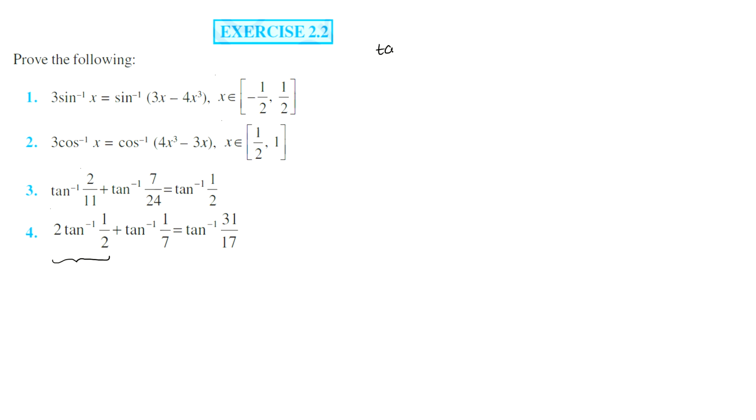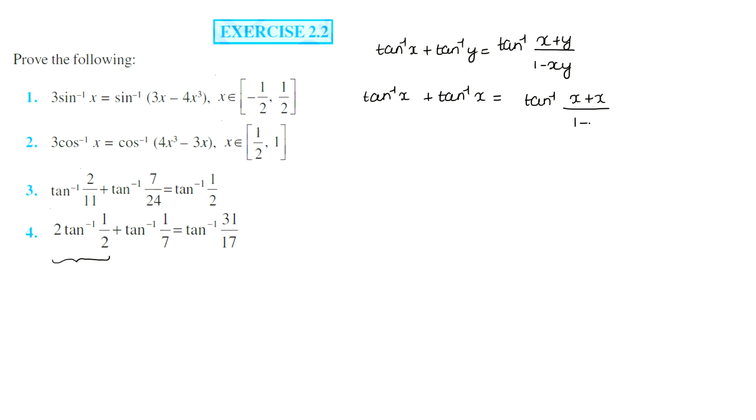So we know that tan inverse x plus tan inverse y is equal to tan inverse (x plus y) by (1 minus xy). Now using this, tan inverse x plus tan inverse x is equal to tan inverse (x plus x) by (1 minus x into x), and therefore 2 tan inverse x is equal to tan inverse 2x by (1 minus x square). Alright, so we have the formula for 2 tan inverse x also.